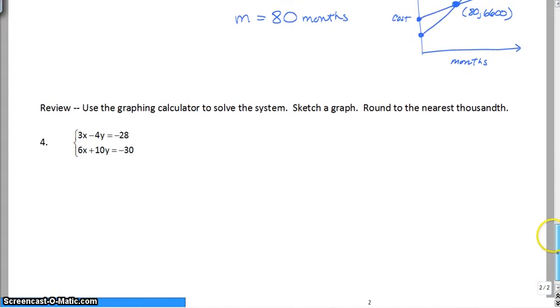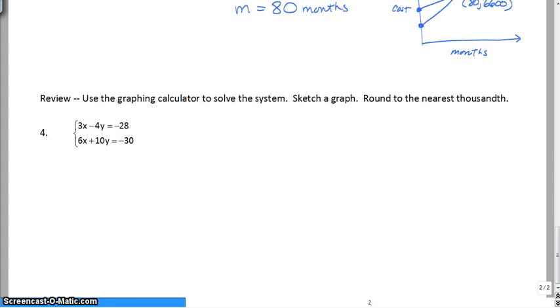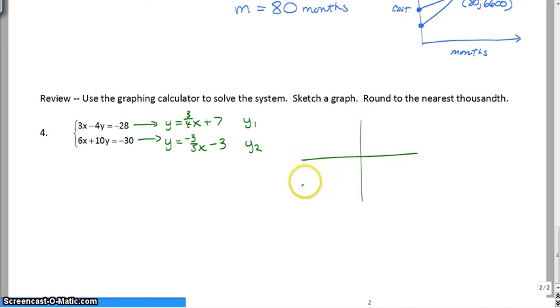Okay, and that's that. So number 4 is just a review with a graphing calculator. To do this, all you have to do is remember your calculator likes slope-intercept form. So this one needs to be changed to y equals 3/4 x plus 7. This one needs to be changed to y equals negative 3/5 x minus 3. You type this into y1, and this into y2, and then all you have to do is press graph with your calculator, and it's going to give you a little graph that looks something like this. And you just have to find that intersection point.